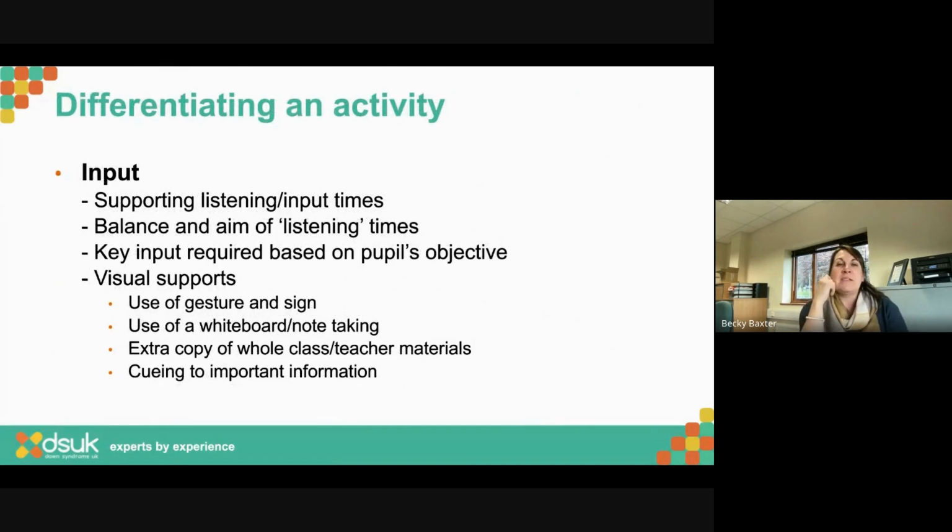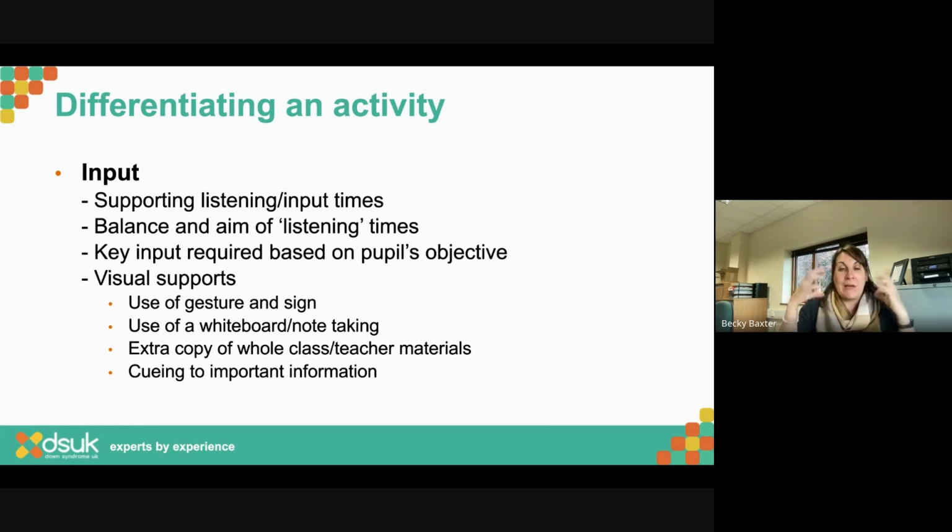So you might want to be thinking about differentiating the input, supporting the listening and input times. I've talked quite a bit about those as we've gone through, about how some of those input times are the most difficult time for our students because we've got hearing difficulties, verbal short-term memory difficulties, auditory processing difficulties, and then, of course, delayed speech and language. So even if we sit there and don't fidget and listen as hard as we possibly can, we will not be able to take in all of that verbal information.